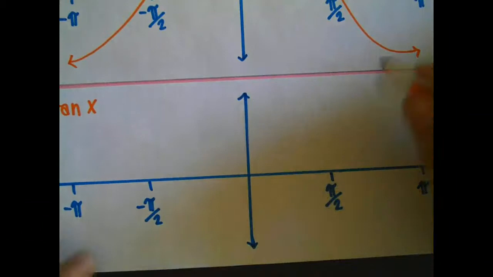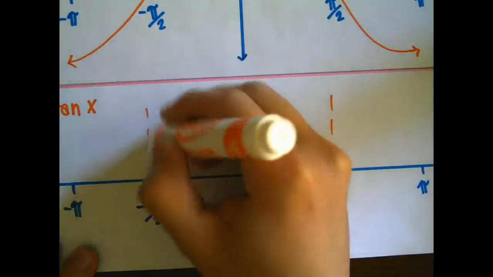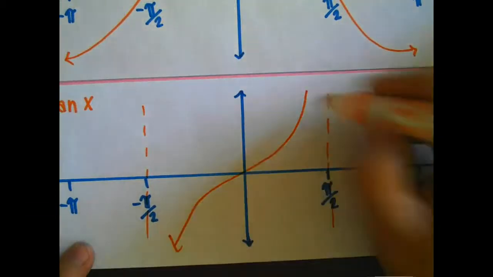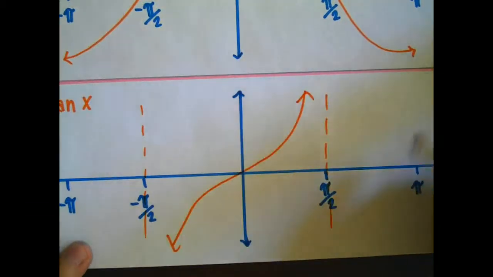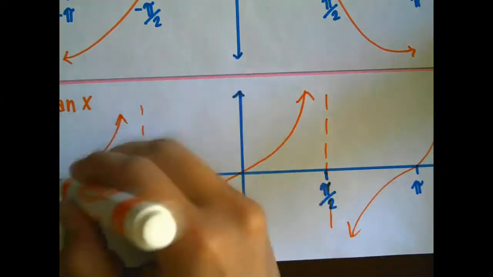It has asymptotes at pi over 2 and negative pi over 2, and looks kind of like a lightning bolt. Sorry, my drawing's a little messy. It repeats itself kind of like that. Okay?